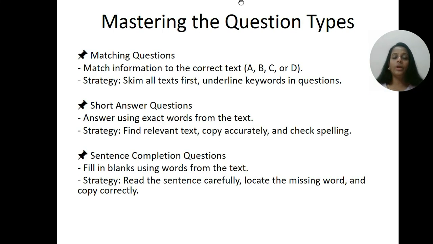Okay? So, when we are talking about the question types, the first one is matching questions. You are given four short texts, right? Labeled text A, text B, text C, and text D. Each question contains a piece of information and you must match it to the correct text. Your answer should be a single letter. So when they give the text or the sentence, you should try to find out which text it belongs to. This task tests your ability to quickly locate relevant information in different types of text.